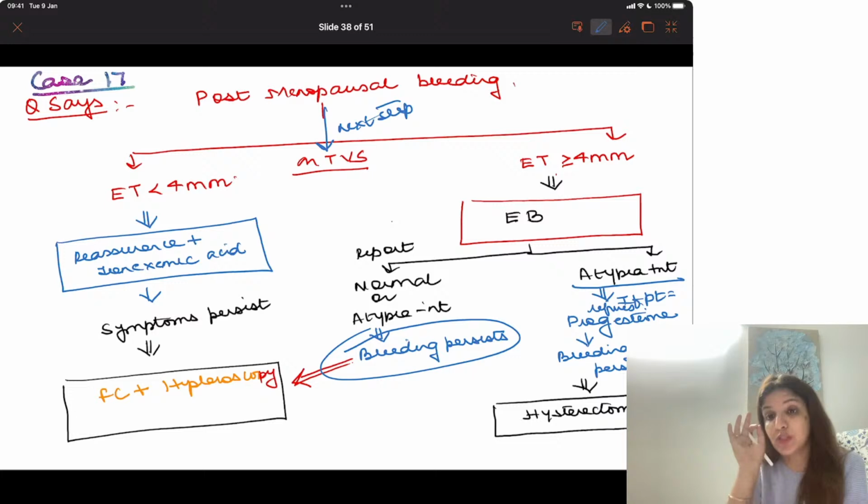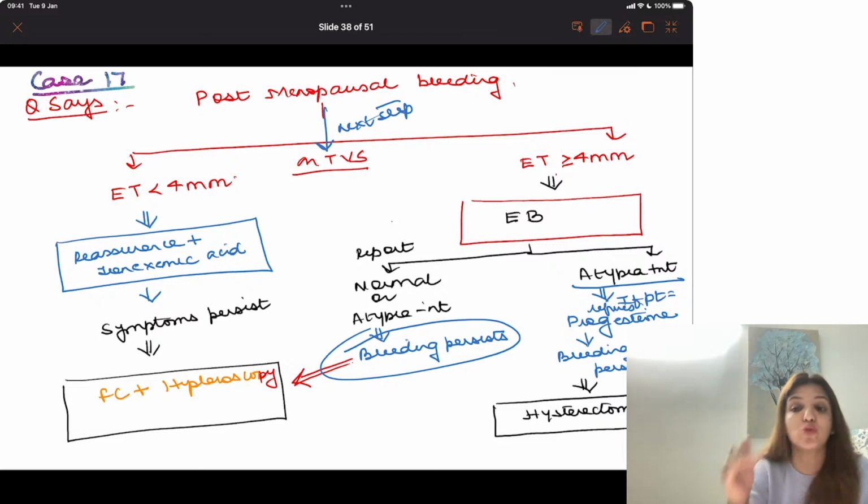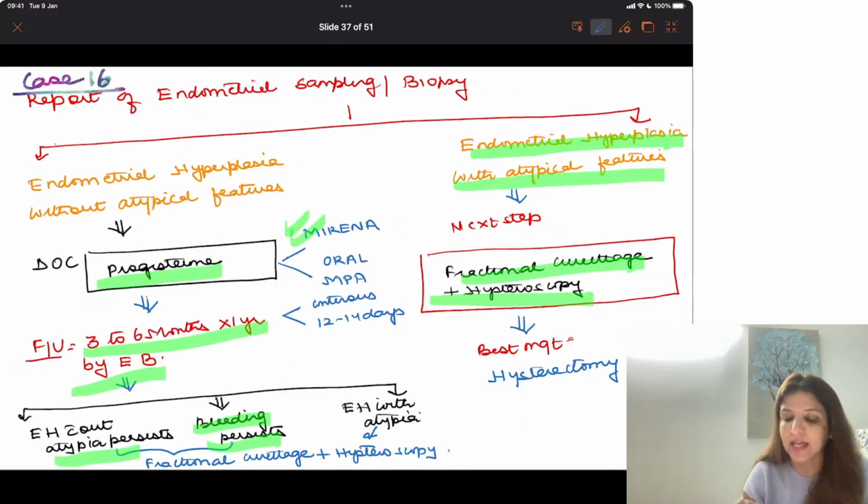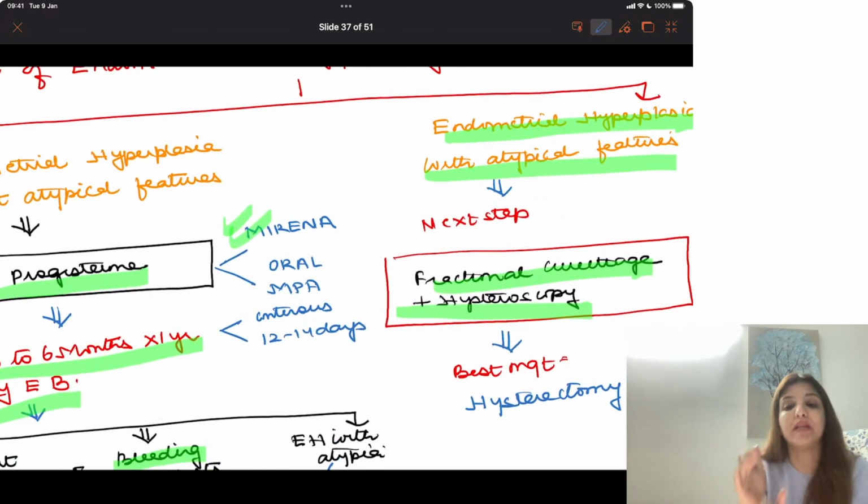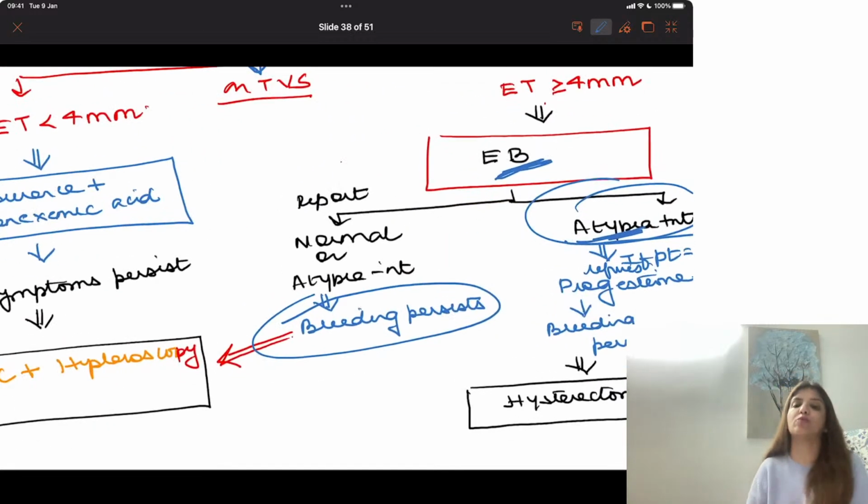Right? But in spite of giving progesterone, if her bleeding persists, and they ask you the next step, so in case of endometrial hyperplasia with atypia present, do not say that if bleeding persists, next step is fractional curettage and hysteroscopy, because you already have done fractional curettage and hysteroscopy when atypia was present. जैसे ही atypia की report आई थी, हमने immediately fractional curettage and hysteroscopy कर लिया था. Right? So now there is no use of doing fractional curettage and hysteroscopy again. Now your answer is going to be hysterectomy.